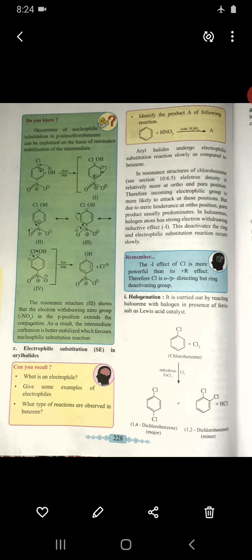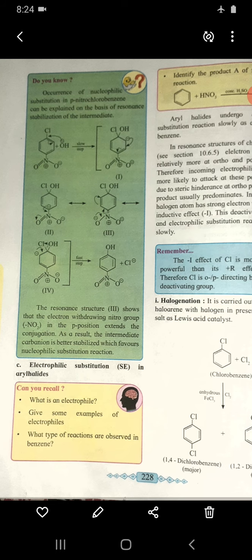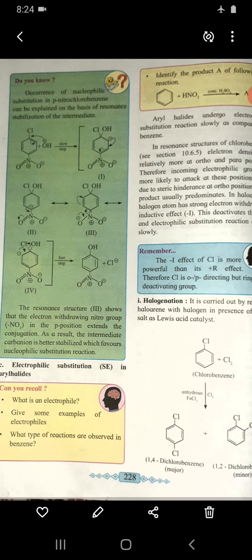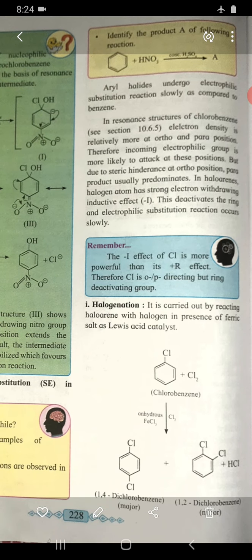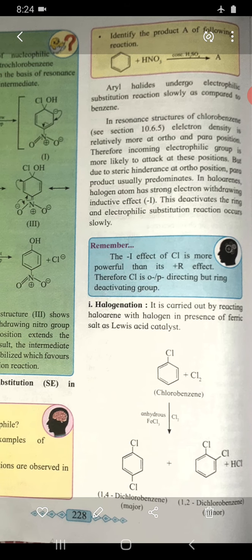Okay, nucleophilic substitution reaction. Now, electrophilic substitution reaction in aryl halide. Electrophiles like chlorine, bromine, iodine, sulfonic acid. First of all, an explanation. Here, identify product A of the following reaction. Benzene, when treated with nitric acid in presence of concentrated sulfuric acid, produces nitrobenzene. That is the product. Mixture of 1,4-dinitrobenzene or nitrobenzene.